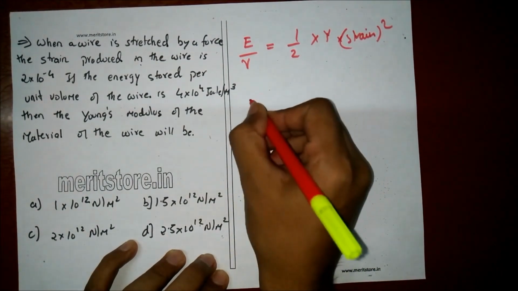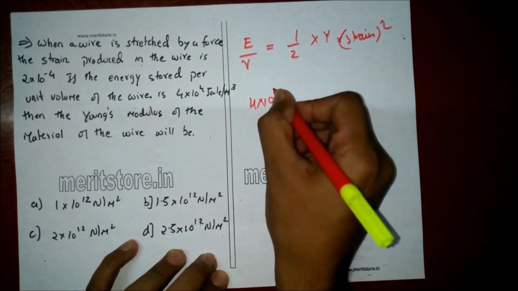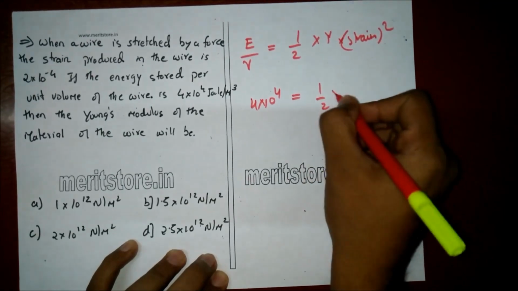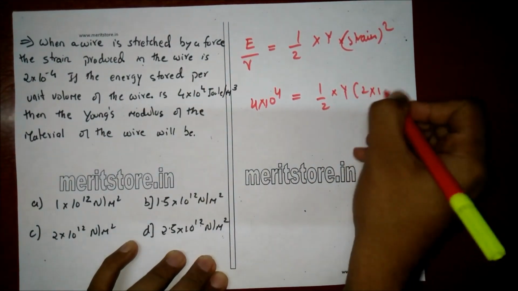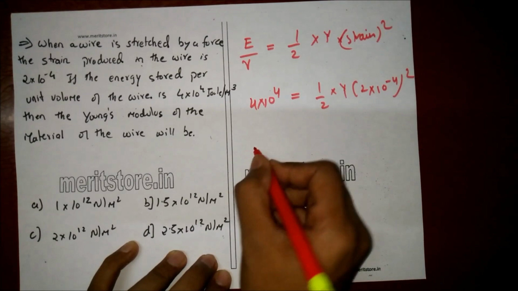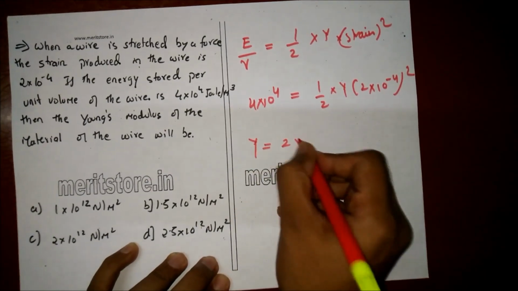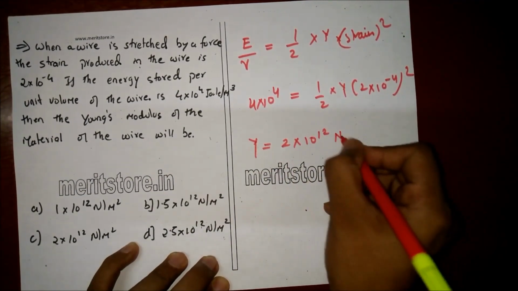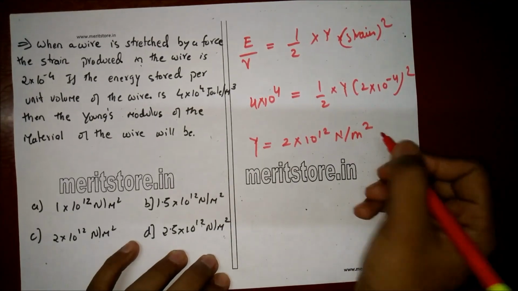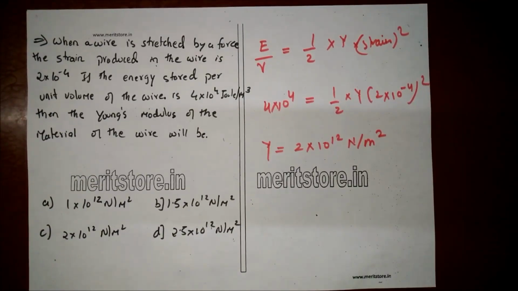Therefore, energy per unit volume is given as 4 × 10^4 = half × Y, and strain is given as (2 × 10^-4) the whole square. Therefore, Y is equal to 2 × 10^12 newton per meter square. Therefore, here the correct answer will be option C.